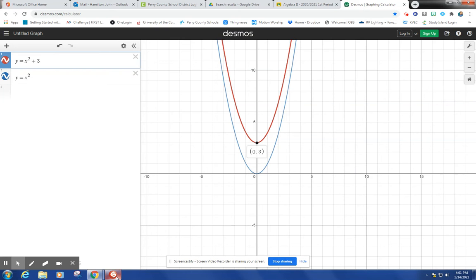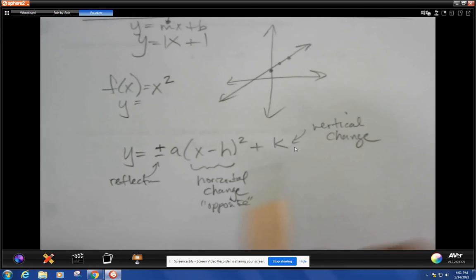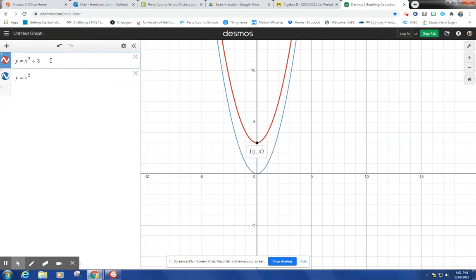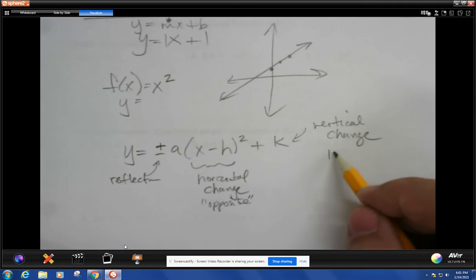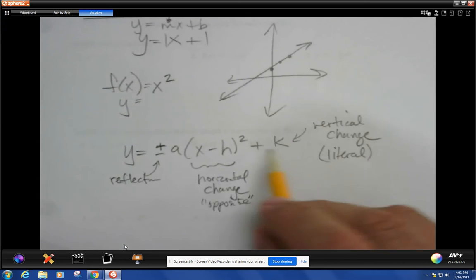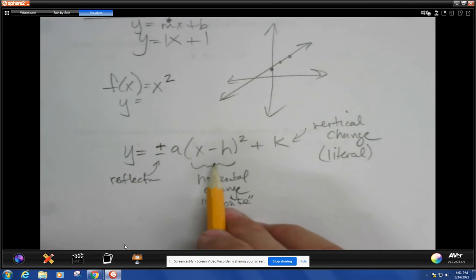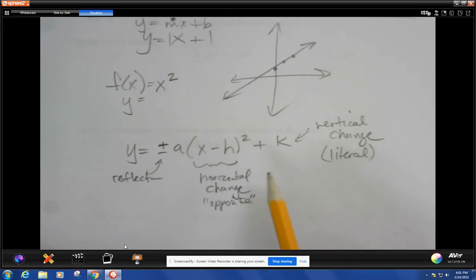Okay, so this denotes a vertical change, and you notice it is literal. In other words, when I put positive 3 here, it actually moved up. So it is literal. So with the vertical change, if I put in there that it needs to go positive 3, then it is really going to go up positive 3. Whereas with a horizontal change, if it says negative 3, it actually goes to the right 3 units, which is the opposite of what we think it ought to do.